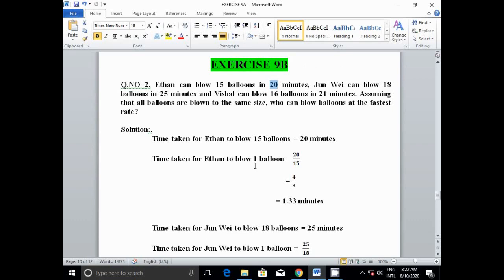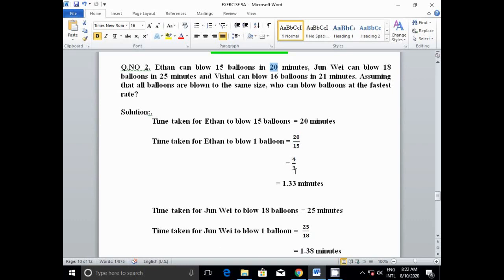Now 20 and 15 are both multiples of 5, which means 5 times 4 is 20 and 5 times 3 is 15. And further, if we divide 4 by 3, we get the quotient 1.33 minutes, which is the required time for Ethan to blow one balloon.